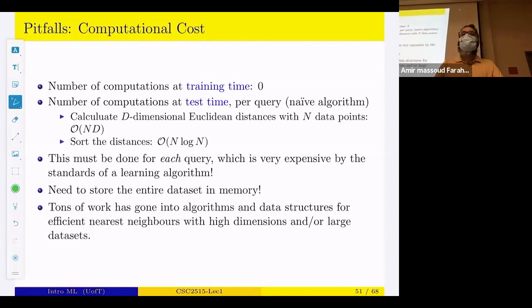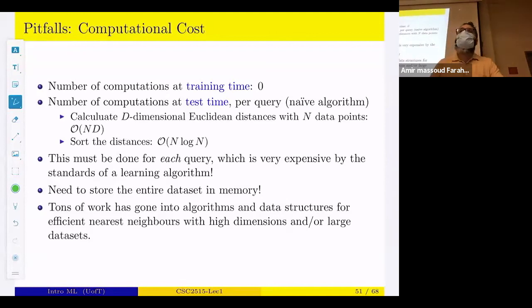And then you have to sort them and find the k nearest ones. For sorting, you have n distances, and to sort them you have n log n computation time. And this should be done for any query point. So this can be kind of expensive, for example if n is very large, like a million. You have a computation time of order million log million at each query point, which can be slow.